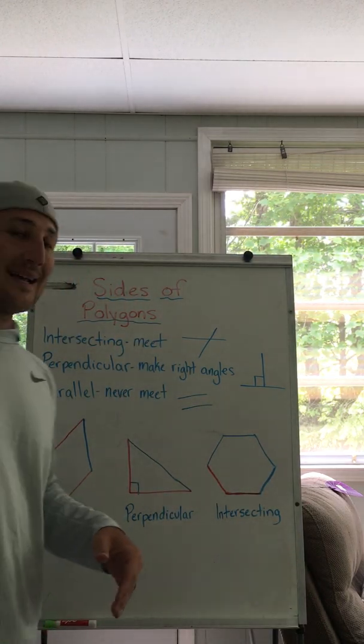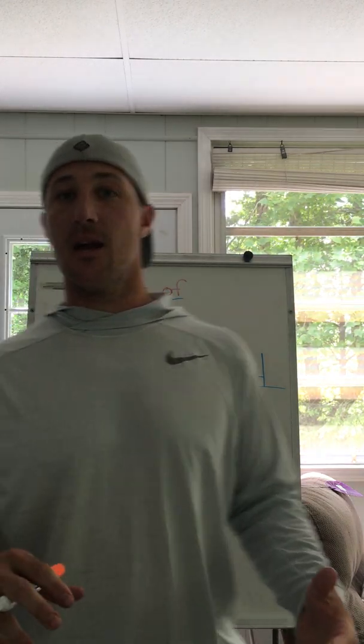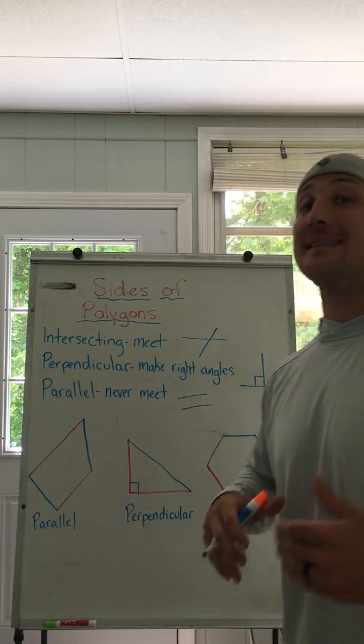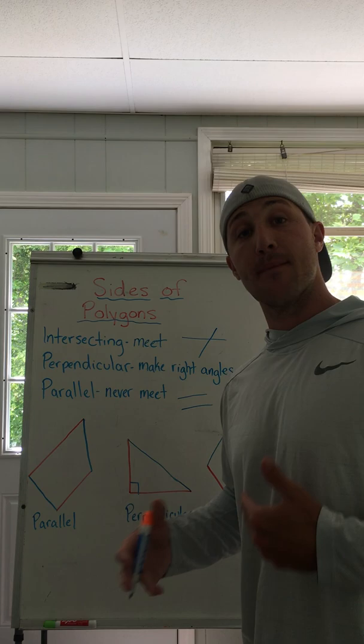Awesome. So by being able to see and identify what different sides and angles are on polygons, we're going to be able to identify and define different types of polygons.